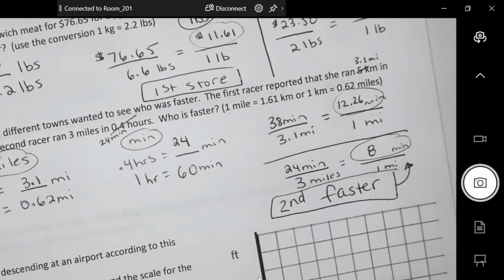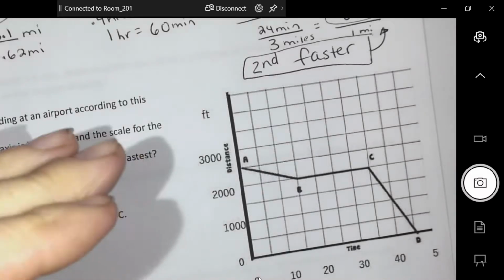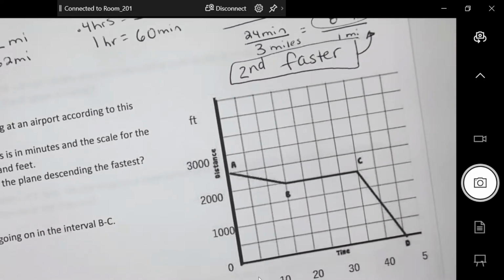Or you would just probably circle and point to it and say faster. Okay, graphs. We have a plane. After so and so many minutes, the altitude in feet of the plane is changing. Which interval is the plane descending the fastest? From A to B, B to C, or C to D?